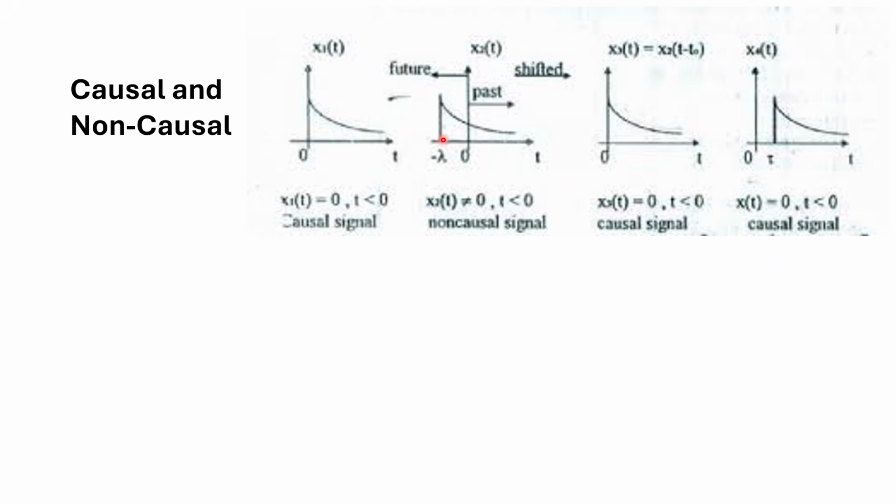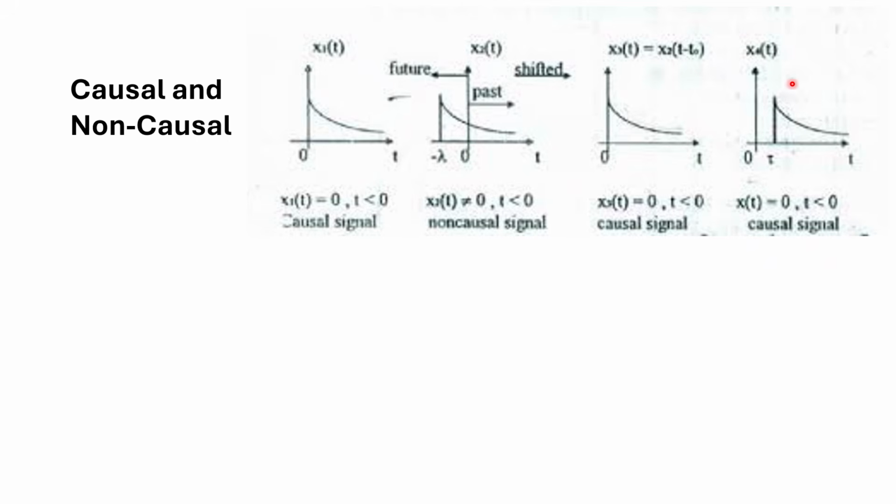So here future means x of t plus t naught. That is why it is a left shift, right? So how are we writing t plus t naught or t minus t naught? Again, you can check the previous session where we discussed time shifting, how to shift. So here, right shifting means t minus t naught.